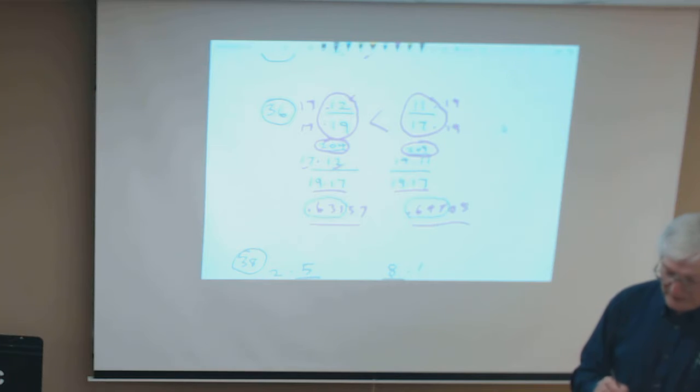Is 0.631 less than 0.647? 0.631 over 1,000 is less than 647 over 1,000. Everybody follow what's going on? So you could get to the answer that way as well.